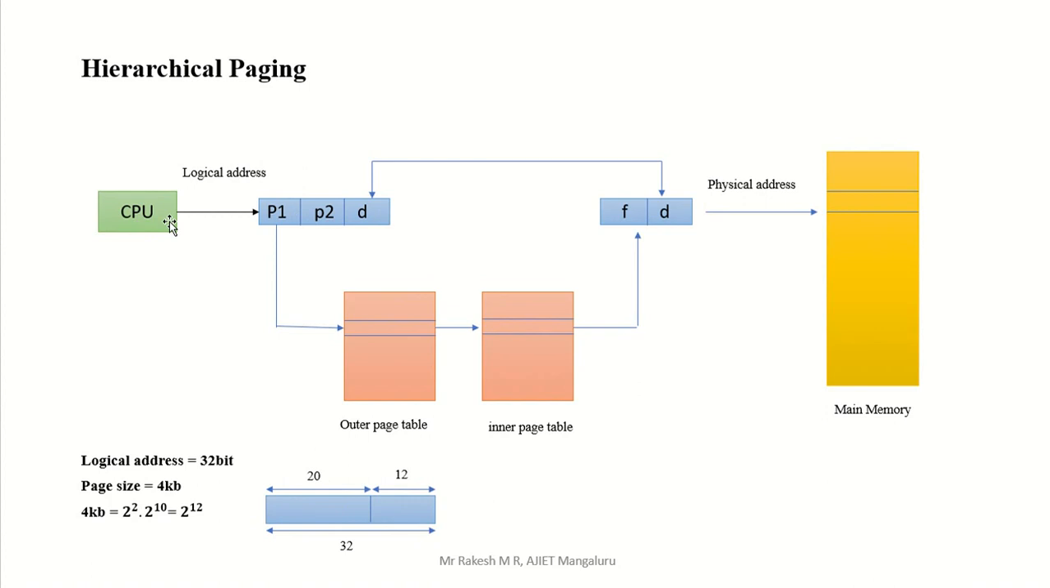So the CPU will send that logical address, right? We have to find out the logical format. P1 is there, P2 is there, D is there. So we have to calculate each size, but they have given the overall size, the entire size is 32. But what is the size of P1? What is the size of P2? What is the size of D? That we have to calculate. For that purpose, the page size is given as 4 KB.